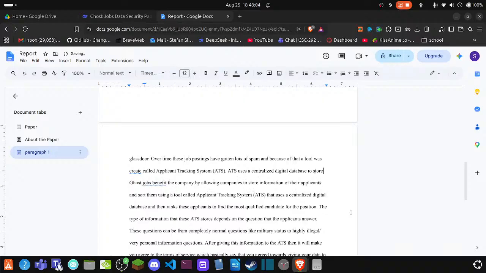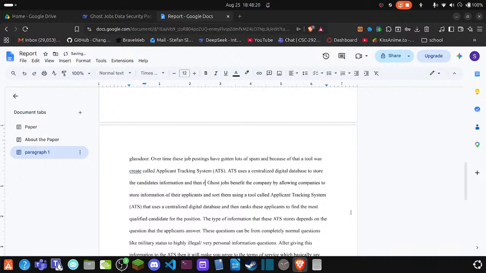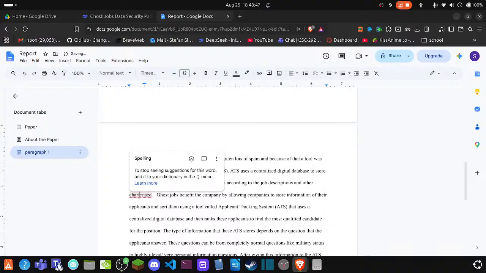Database to store the candidates' information and then ranks them according to the job descriptions and other heuristics, and other variables. Okay.